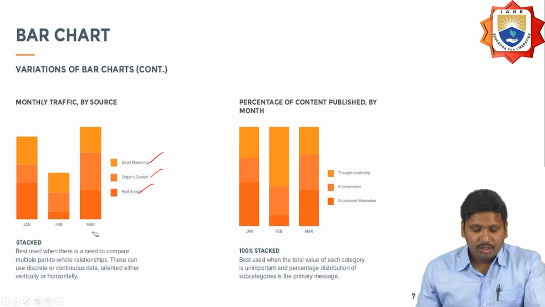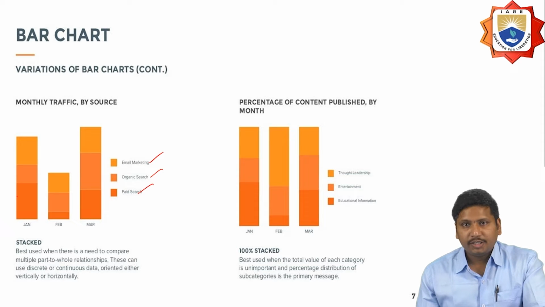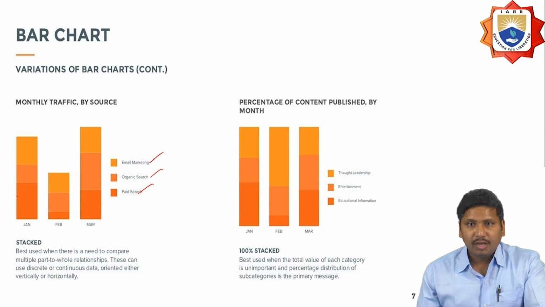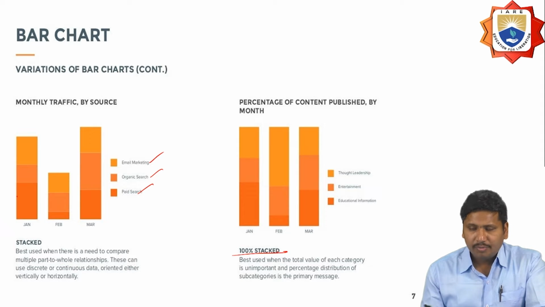So this should be one of the stacked bar charts. Normally it is best used when we are going to compare multiple part-to-whole relationships, and this can be a discrete one or a continuous one. Either can be represented horizontally and also vertically. So the next one is the 100% stacked.